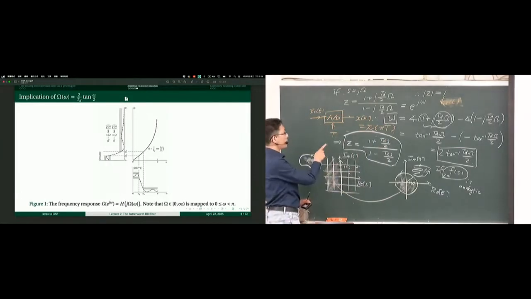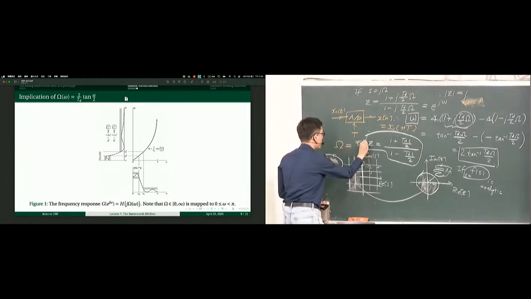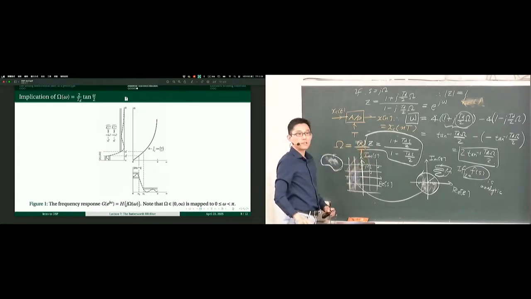If we do that, then we go to the frequency domain. There is a simple relation between big and small omega in this context. Anybody remember what that relation is? The relation goes big omega equals small omega divided by T. That's when we talk about sampling a signal.